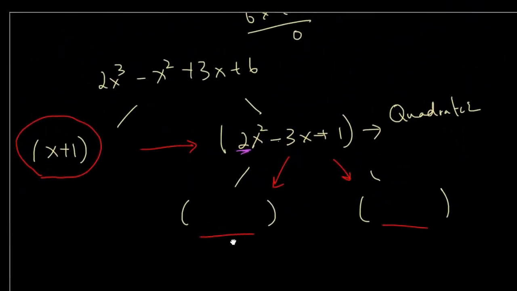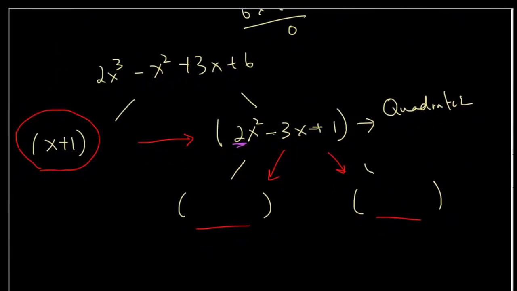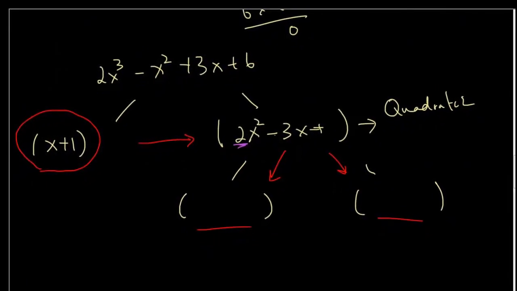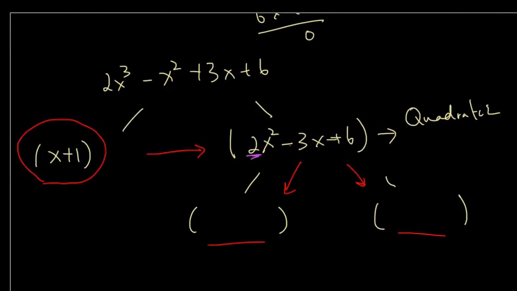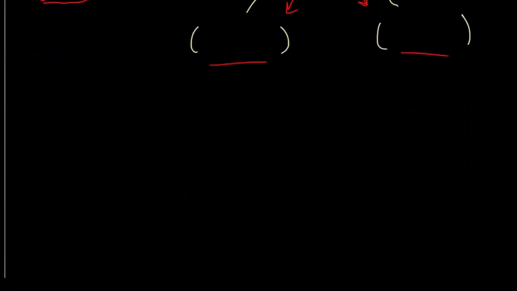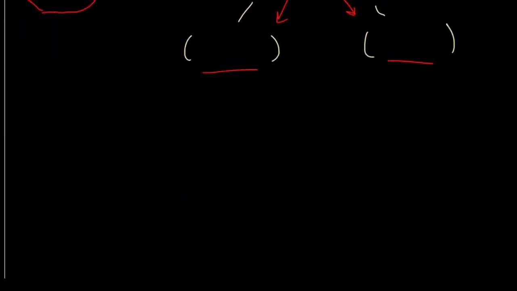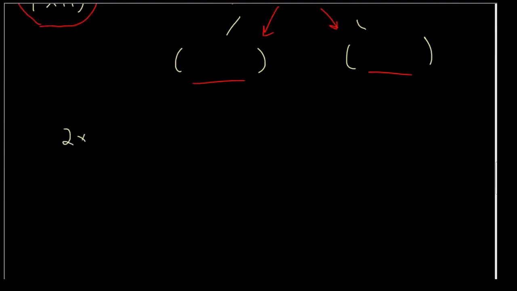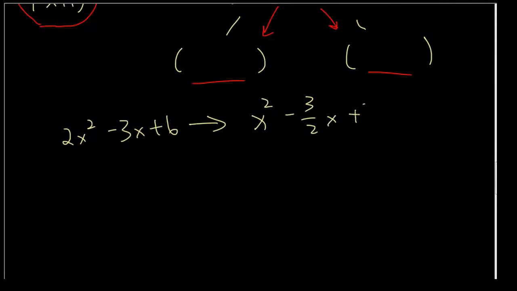Oh, I think I made a mistake. That should be a 6 here. That should be a 6. Okay, so let's get started. So we have, I'll write it down again. So 2x squared minus 3x plus 6. So that converts to x squared minus 3 over 2x plus 3.